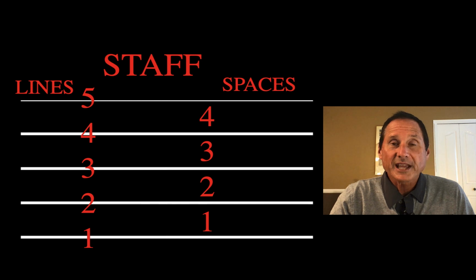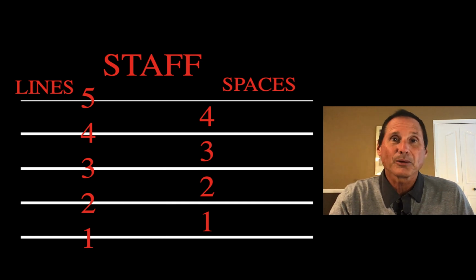Note that we always count from the bottom going up, so the bottom line or the bottom space is always 1. That way we're always talking about them the same.